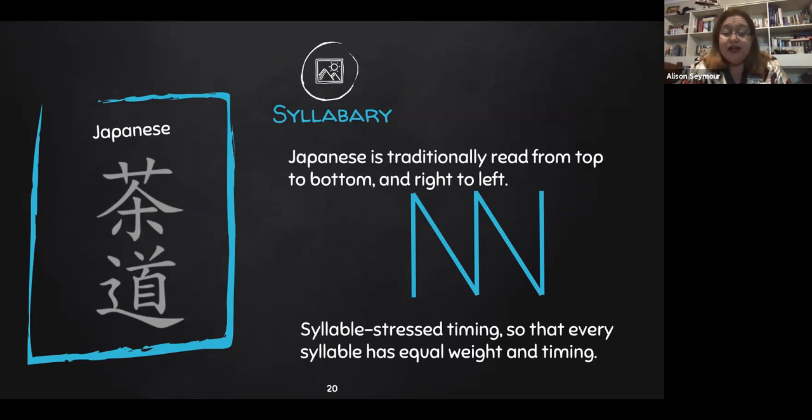And importantly, Japanese uses what we call syllable stressed timing, so that every syllable has equal weight. And we'll talk a bit about syllables later on, because it's obviously quite different to the way that English uses and pronounces and spells syllables.